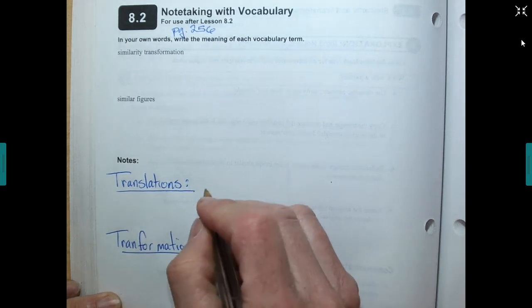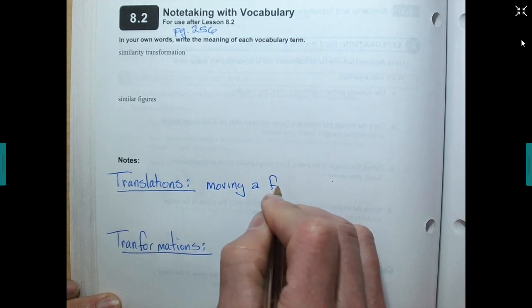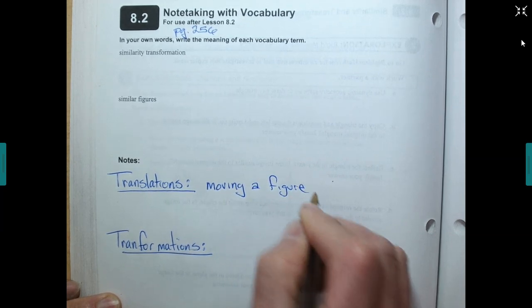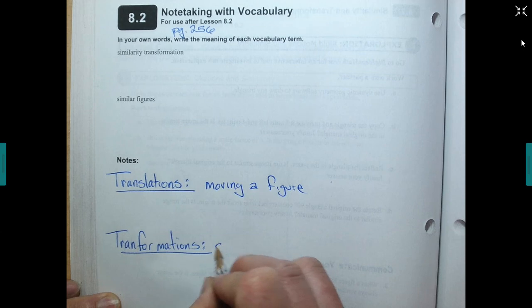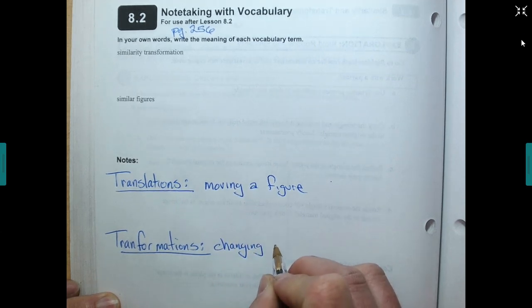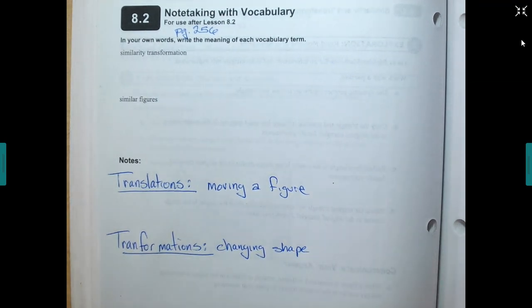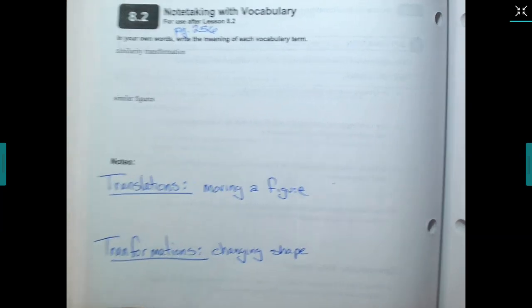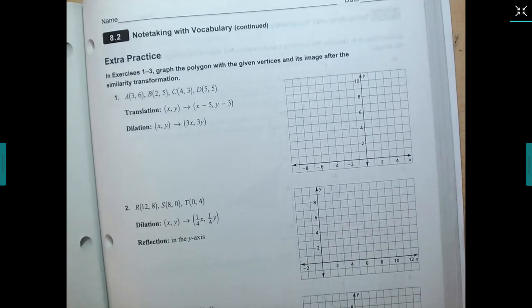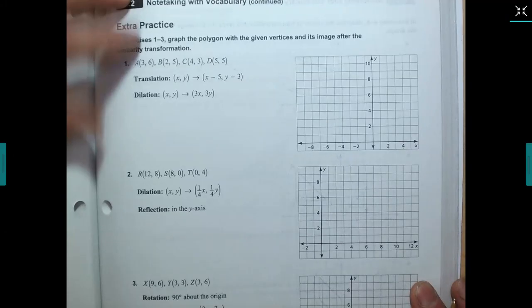Simply put, translations are moving a figure, and transformations are changing a figure's shape. So that's what we're doing today, translations and transformations. And we're just going to do this lesson straight with our homework, starting off with number one.